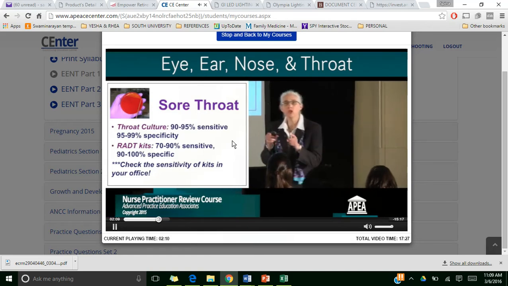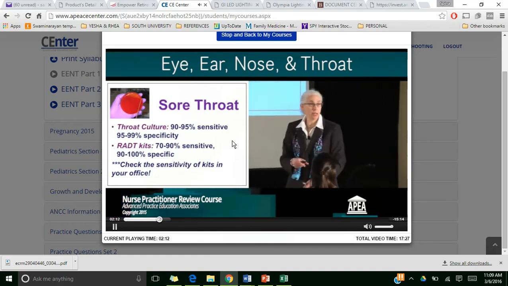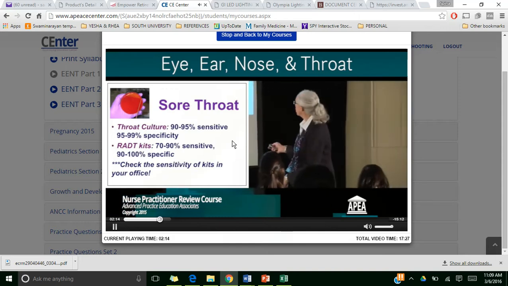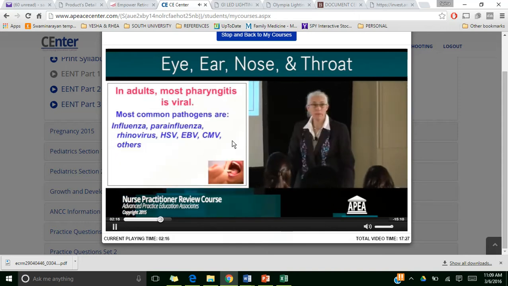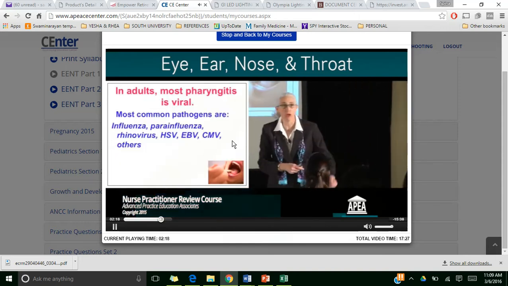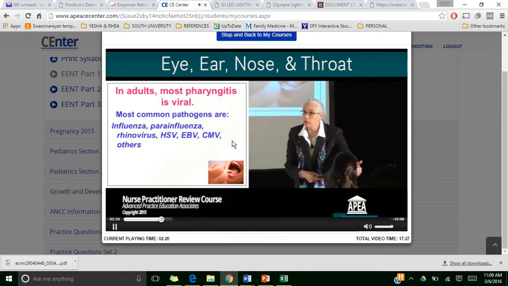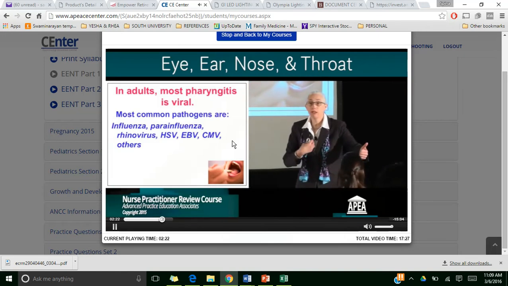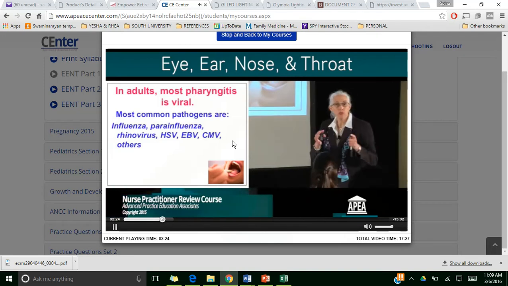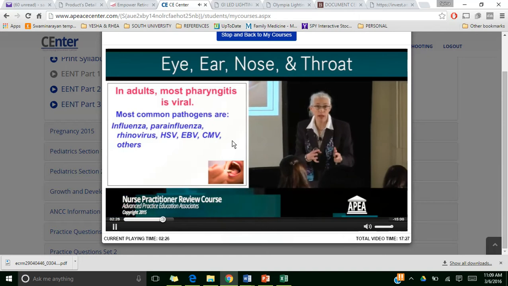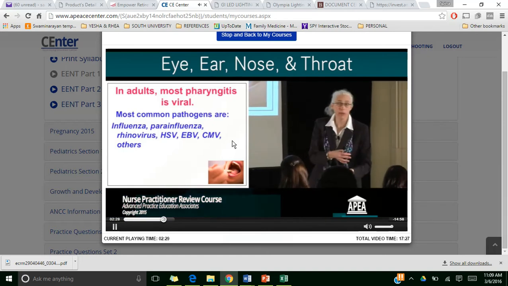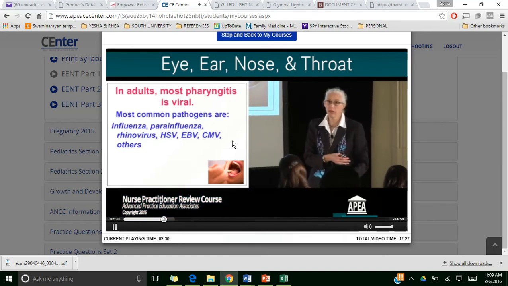Quick question. A bad kit, a cheap kit. I'll be honest with you, if you got a cheap kit, I'd rather spend the same amount of money on a more expensive kit and not have to send a culture out. Do you know what happens? Rapid strep on a cheap kit is negative. You're thinking, you know what, it might be strep. Let me get a culture.